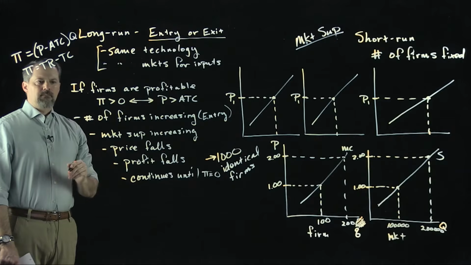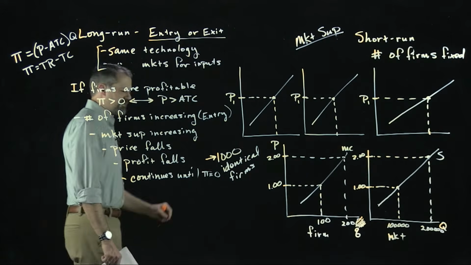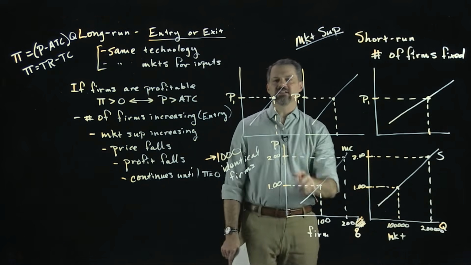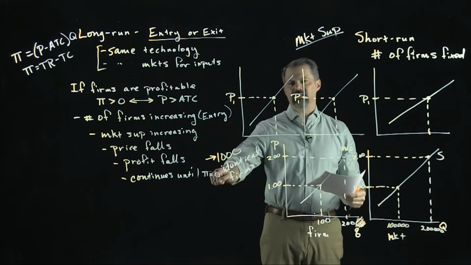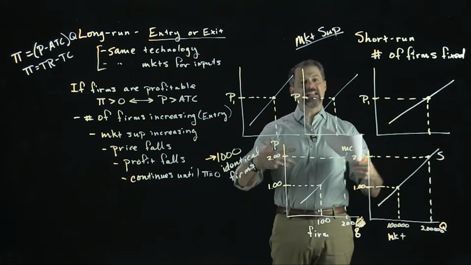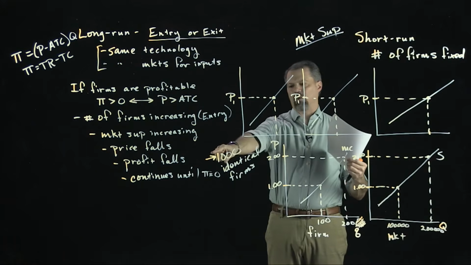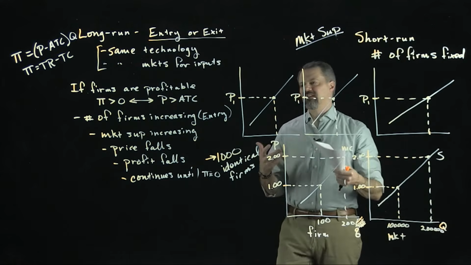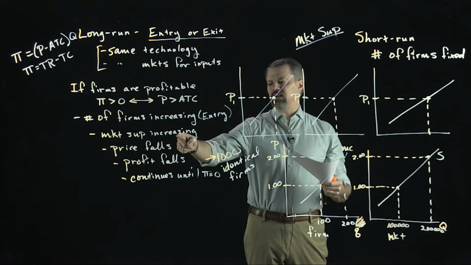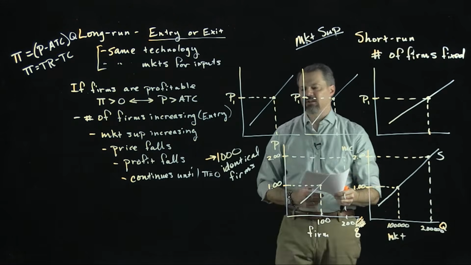So we know that if profit's positive in the market, then that's going to create a series of events that will drive that profit to zero. If profit's positive, firms will enter the market to get in on that positive profit. They're not entering to drive profit to zero. They don't want that to happen. But the act of entering shifts the market supply curve to the right, it drives price down, and this all continues until profit goes to zero.